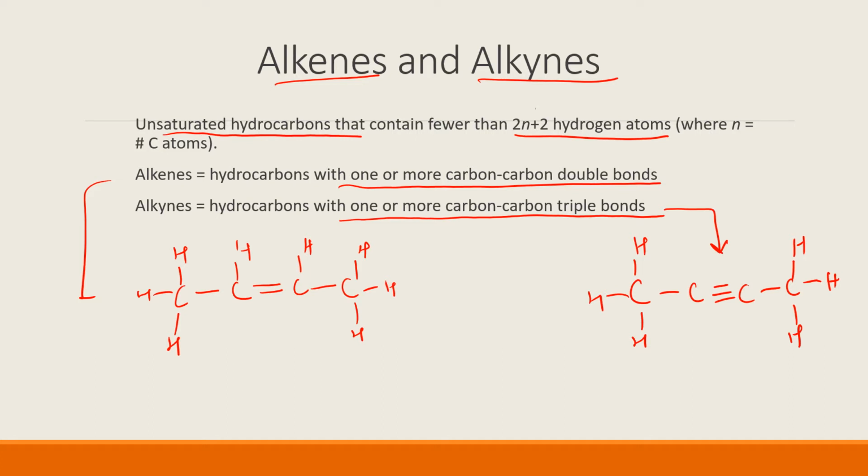In this formula, n represents the number of carbon atoms. For every one double bond, the alkenes will have two fewer hydrogens, and for every one triple bond, alkynes will have four fewer hydrogen atoms.